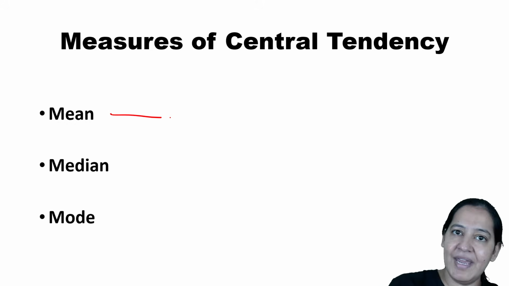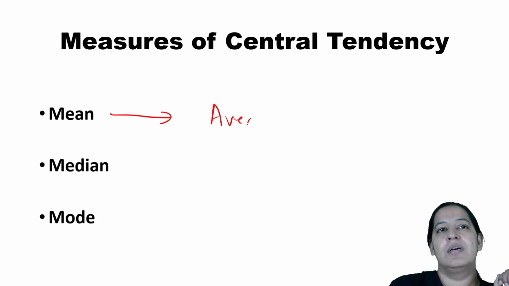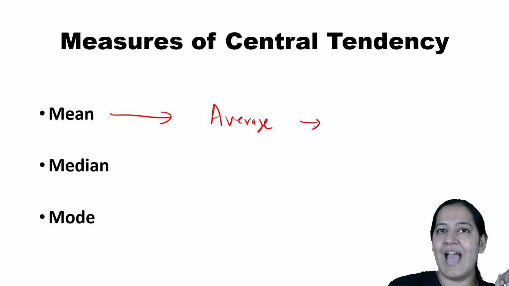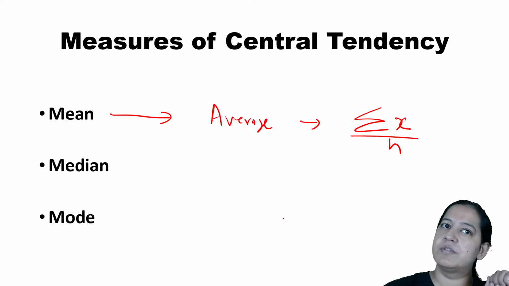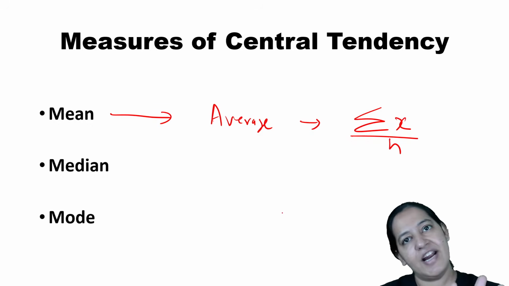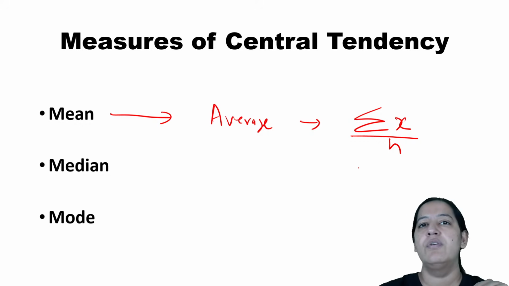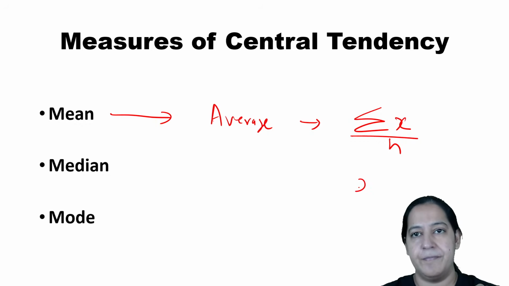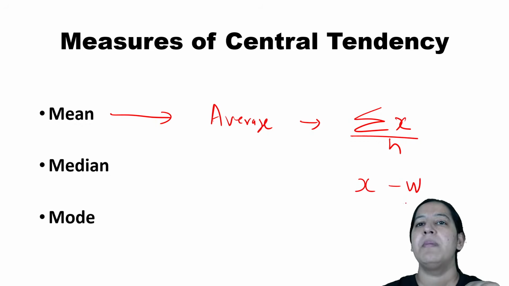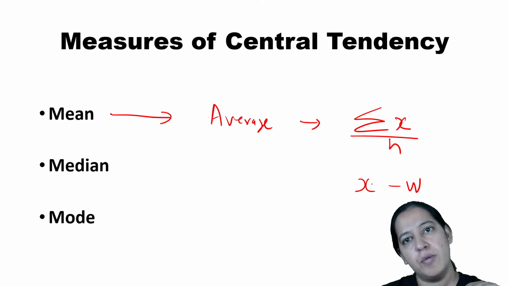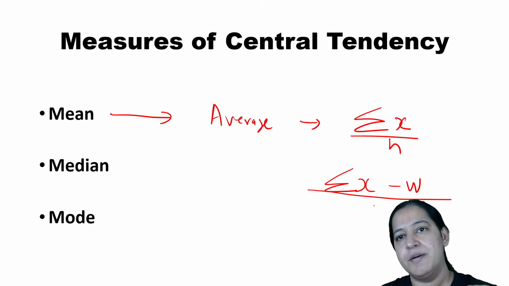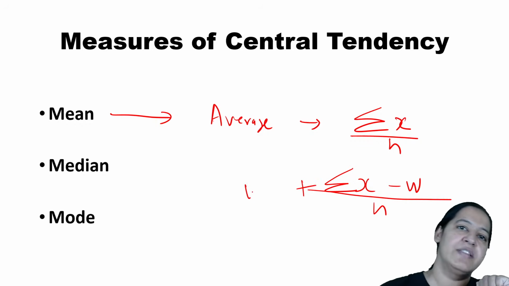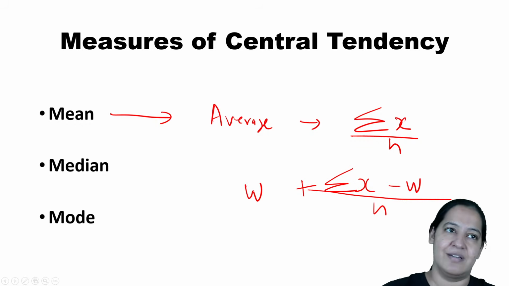So what is mean? In simple language, it is average. What is the formula? In the direct method, you do the summation of your observations and divide it by the number of observations. In the indirect method, you take an assumed mean and take the difference from each observation. You do the summation of the differences, divide it by n, and add it to the assumed mean. That is the indirect method.